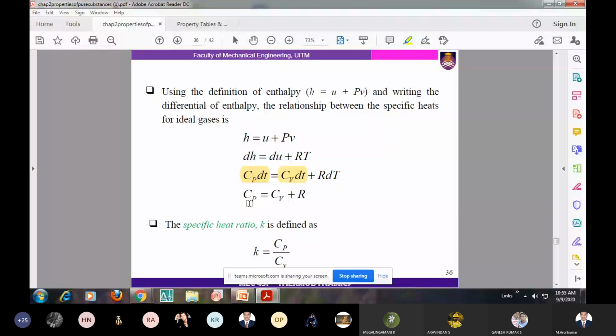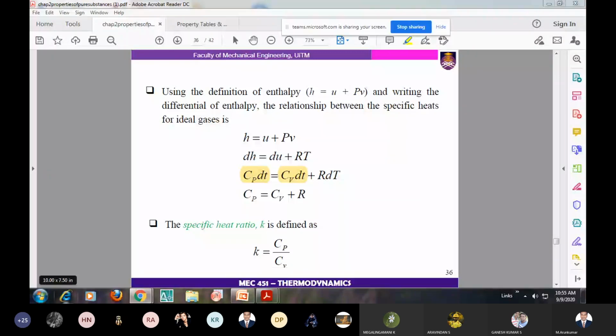Also, we have the specific heat ratio K, or in other notation we can denote it by mu, which we discussed in the thermodynamic processes. They can call it by mu or by K. That is, mu is equal to Cp by Cv. So we have these equations: R is equal to Cp minus Cv, and mu is equal to Cp by Cv. Just make a note of it.